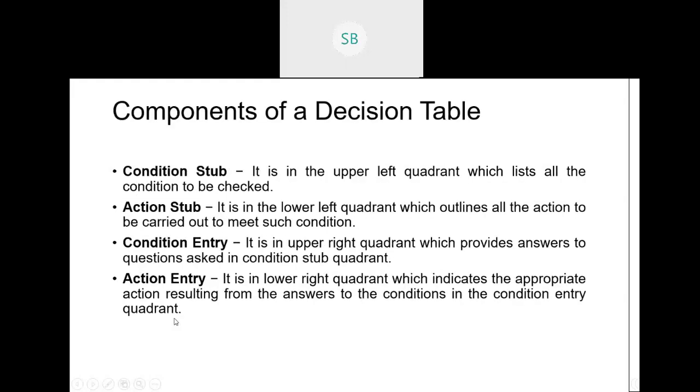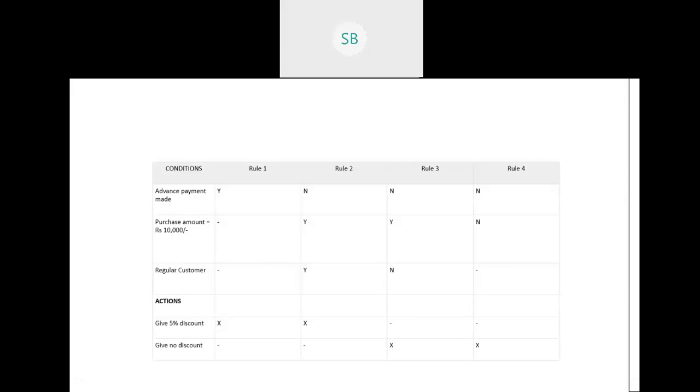Now just move back and you see what is the condition stub. It is the upper left quadrant which lists all the conditions to be checked. It will contain all the conditions that need to be checked. Next is the actions.